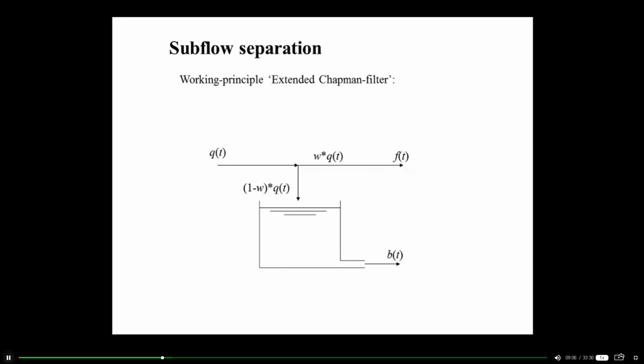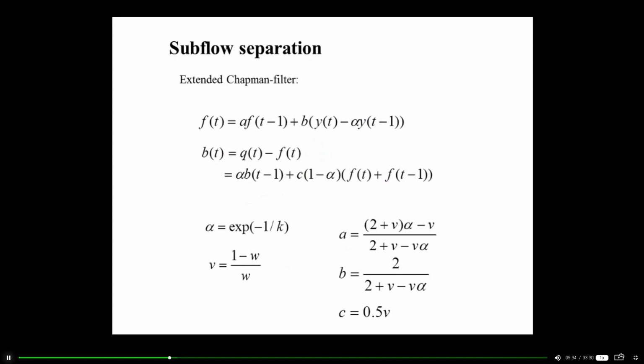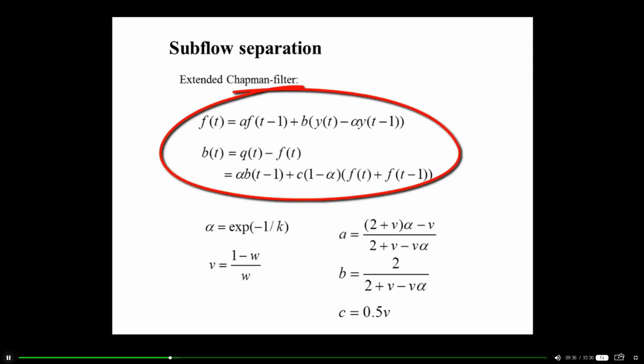But of course, not all the total flow leads to base flow. And that's why we have to apply a reduction factor, which is called W in this slide. W is a value between 0 and 1. And the W value accounts for the fact that only a fraction of the total flow leads to base flow. In fact, 1 minus W is the fraction of the total flow that leads to base flow, and W is the fraction that leads to quick flow. And this leads then to those two equations for the filter.